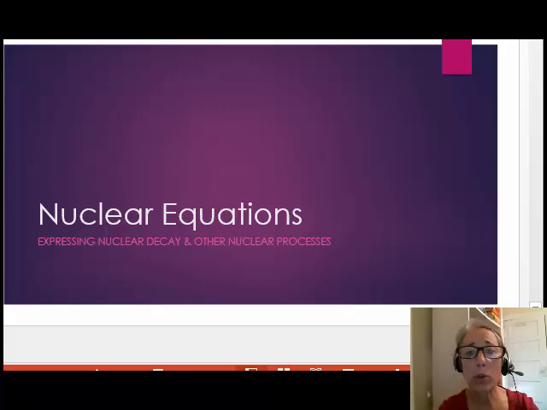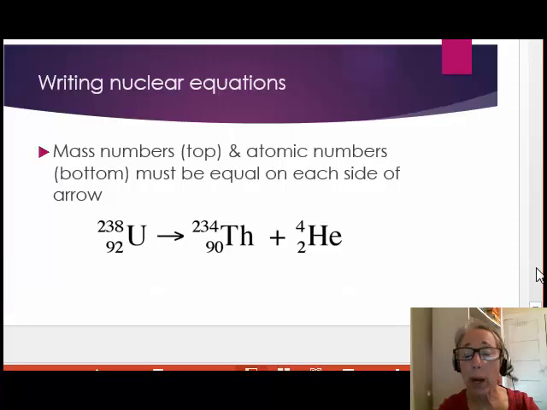The objective of Chapter 2 is the writing of nuclear equations. These can be used to express nuclear decay as well as other nuclear reactions. When we write nuclear equations, we always include the mass numbers, which are found on the upper left-hand side of the symbol, and atomic numbers, which are on the lower left-hand side of the symbol.